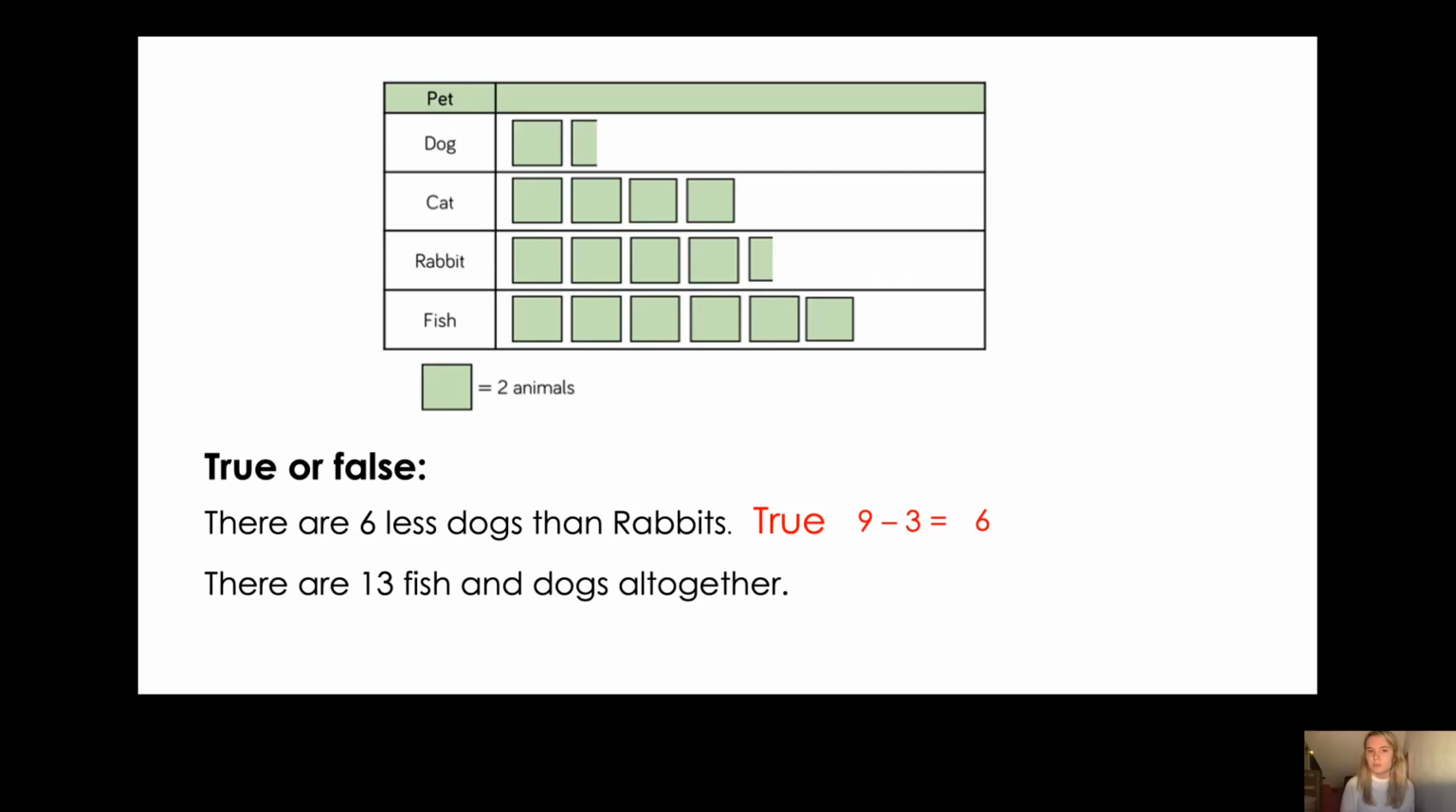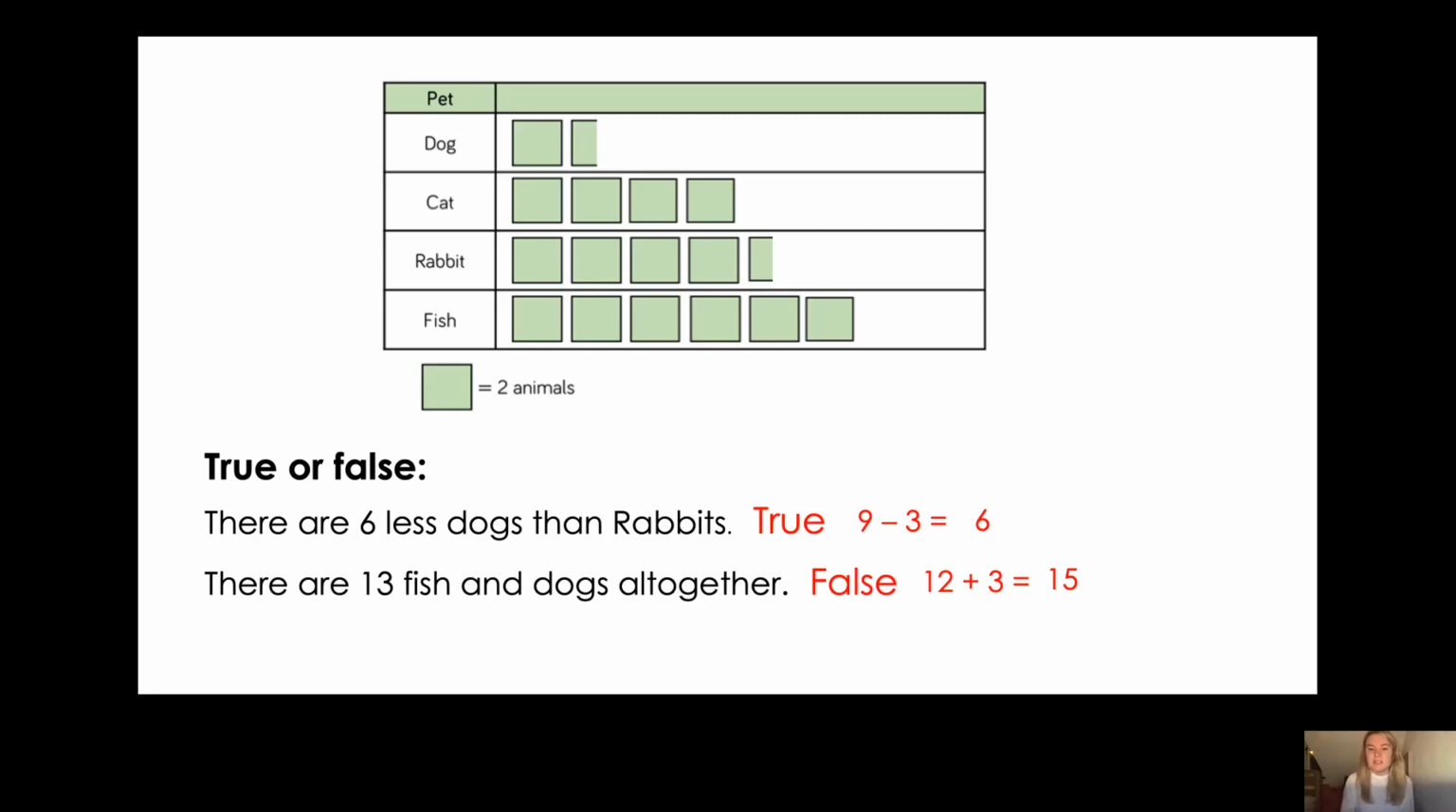And how many dogs have we got? Well, we've got 1 full square and 1 half square. So that's 2, 3. So we've got 12 fish and we've got 3 dogs. Now we're trying to find the total. So therefore, we're going to need to do addition, aren't we? So 12 plus 3 equals 15, not 13. So therefore, that statement is false, isn't it? Fantastic. Well done if you got that right.